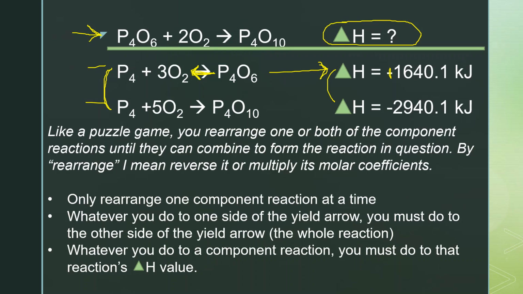So if we did that, that's not the answer for this, but just for an example, if we did that, we would end up with 2P4. And this 3O2 would turn into a 6O2 because we're multiplying by 2. You've got to multiply everything across the reaction by 2. Whatever you do on one side of the yield arrow, you have to do on the other side of the yield arrow. So if you multiply the molar coefficients on one side of the yield arrow by 2, then you also have to multiply the molar coefficient on the other side of the yield arrow by 2.